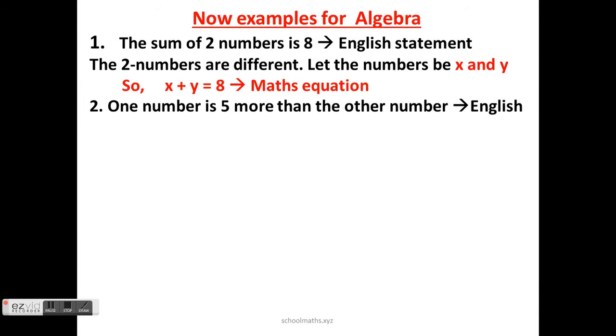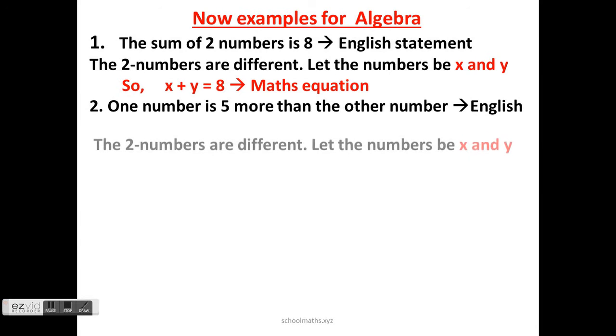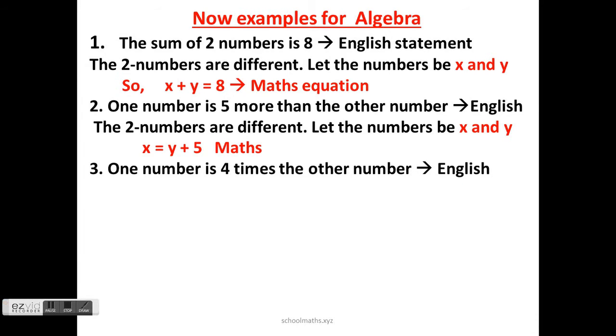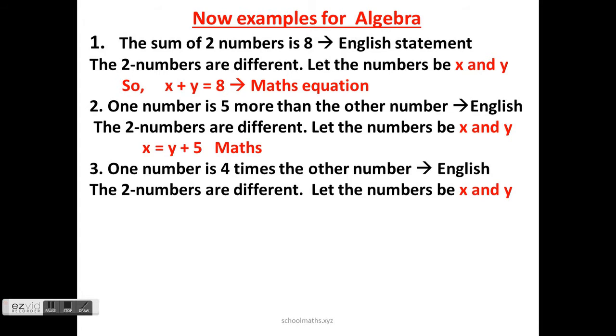Second, one number is 5 more than the other number. So let the numbers be x and y. One number x is 5 more than the other number. x equal to y plus 5. That is the equation. Third one, one number is 4 times the other number. Let the numbers be x and y. x equal to 4 into y, that is x equal to 4y.